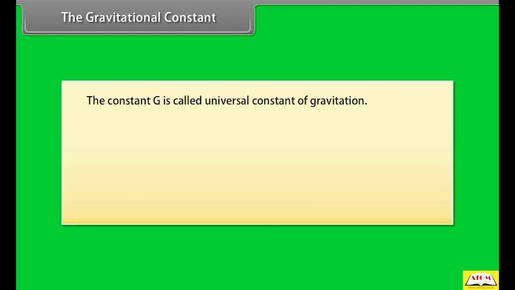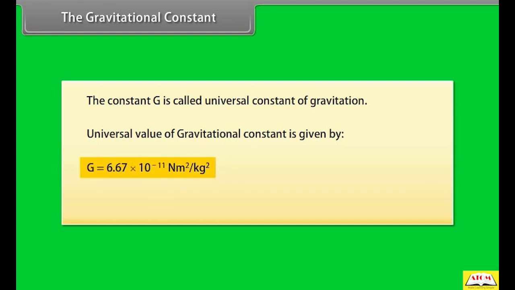The gravitational constant. The constant G is called the universal constant of gravitation. The universal value of the gravitational constant is given by G is equal to 6.67 into 10 to the power minus 11 Newton meter square by kilogram square. The dimensional formula of G is M to the power minus 1 L cube T to the power minus 2.